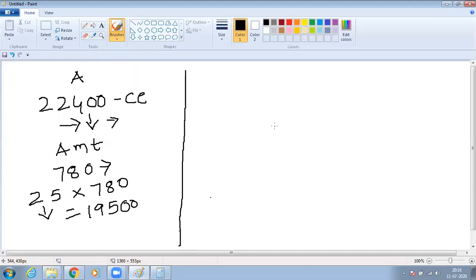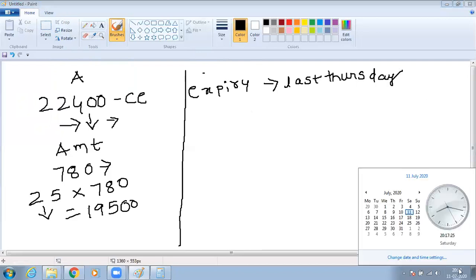There is something called expiry in options. Expiry for monthly options is the last Thursday. Let us check the date. 30th July.